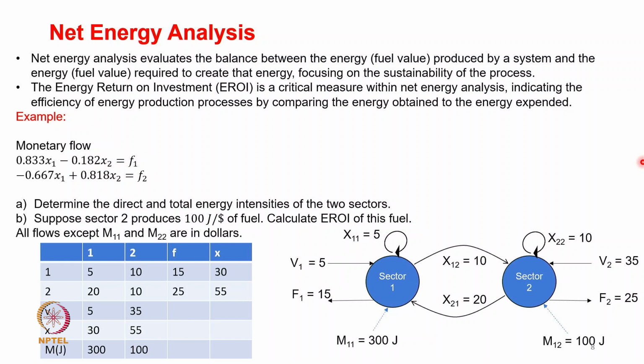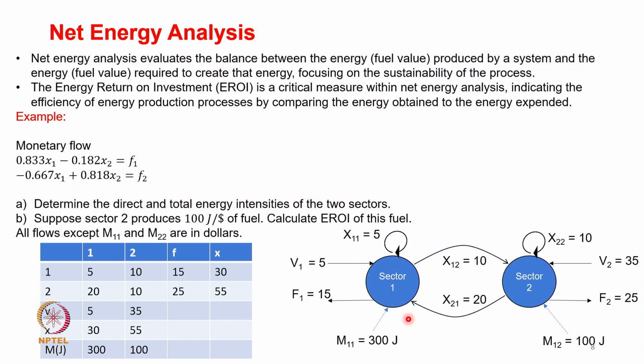So let's look at a small example wherein you have a small monetary flow, in the sense that 0.833 of x1 minus 0.182 of x2 yields f1, and 0.1667 x1 plus 0.818 x2 gives f2. What is the significance of these equations, we have learned in our previous lecture. So now we use that concept.